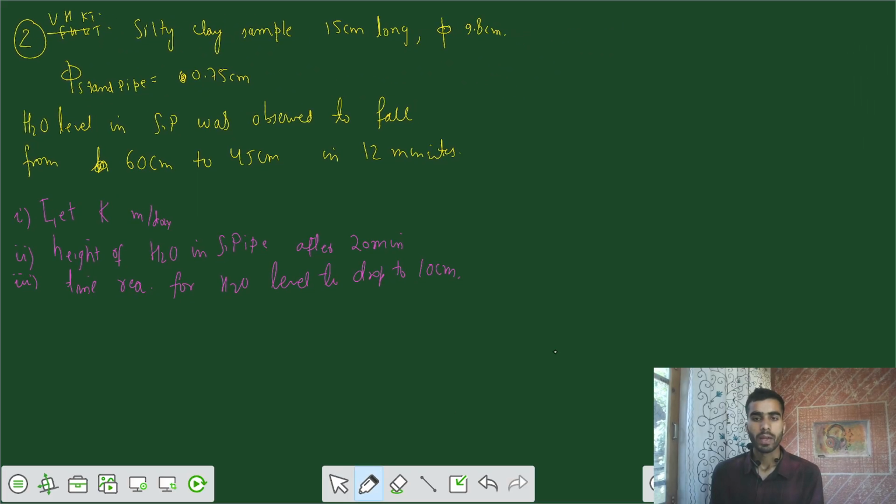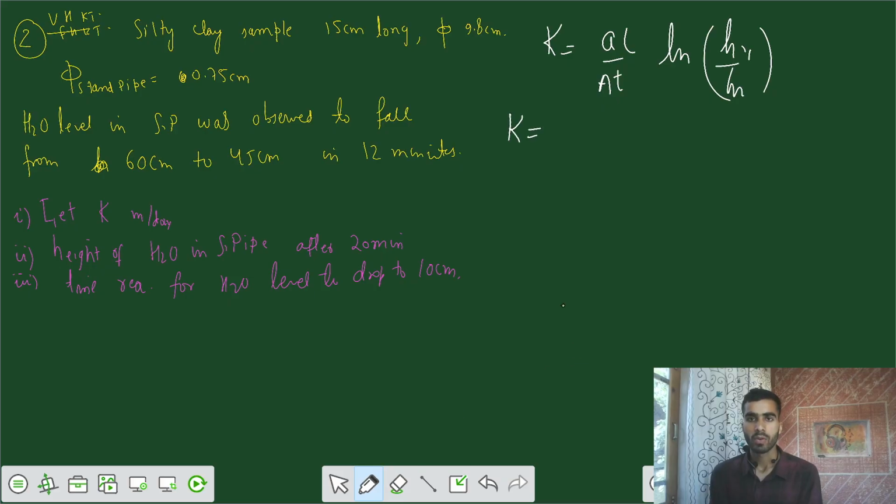Okay, we have the equation. What is the equation? aL by At ln H1 by H2. This is the equation we have. So for the first part of the problem, we can get the solution that K equals the area of the standpipe, pi by 4 times 0.75 centimeter squared, divided by the area of the soil sample, pi by 4 times 9.8 centimeter squared. Can we say that?